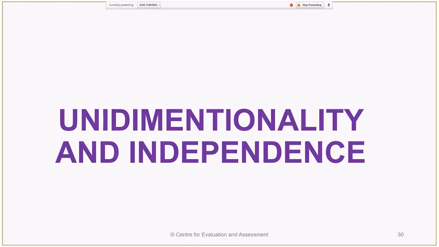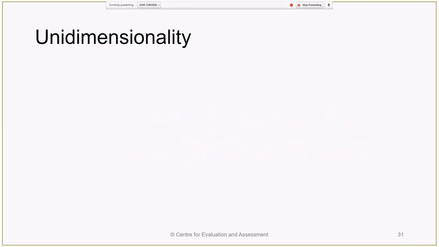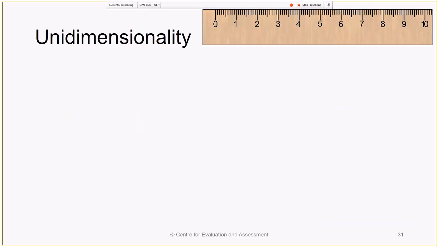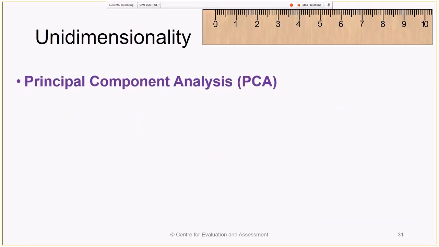Next, we looked at unidimensionality and independence. So unidimensionality, we want to measure one underlying construct. And Rasch, most programs provide you with principal component analysis.